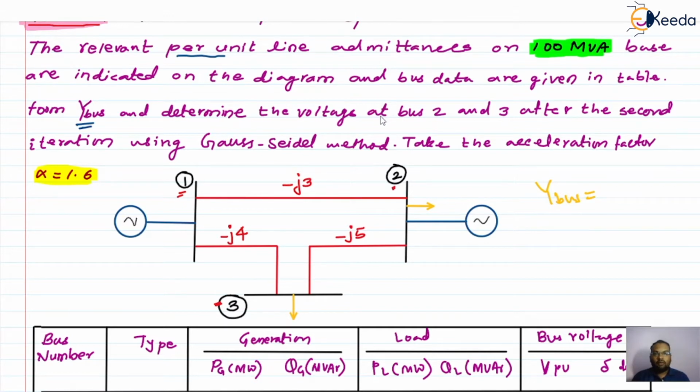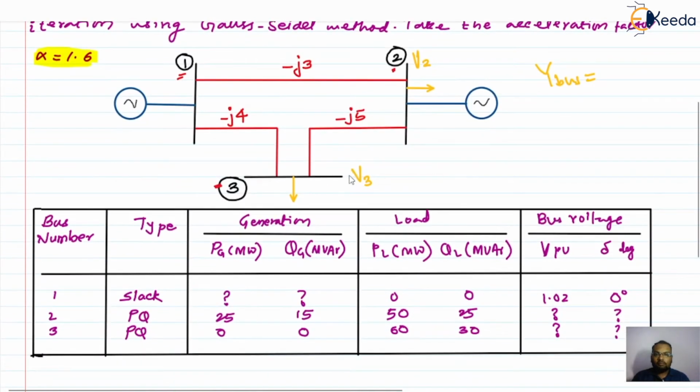Secondly, we have to find out the voltage at bus 2 and bus 3. This is bus 2, so we need to find V2, the voltage at bus 2. Again, we have to find the voltage at bus 3, that is V3. And we have to solve for V2 and V3 for two iterations, because it is asked to calculate the value after the second iteration. So let us see what data is given in the table.